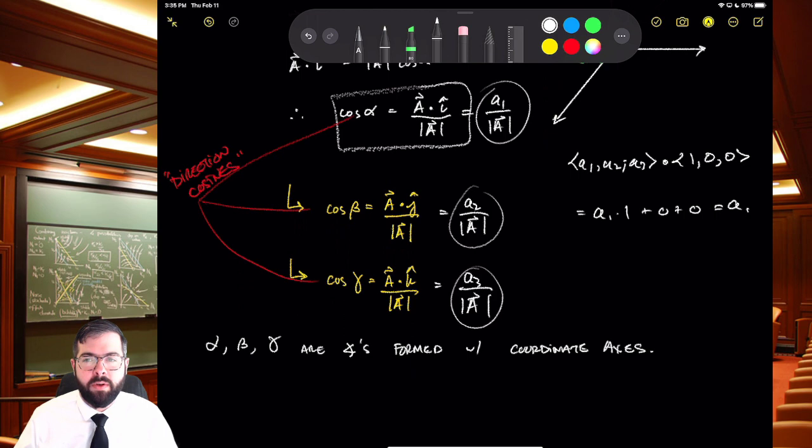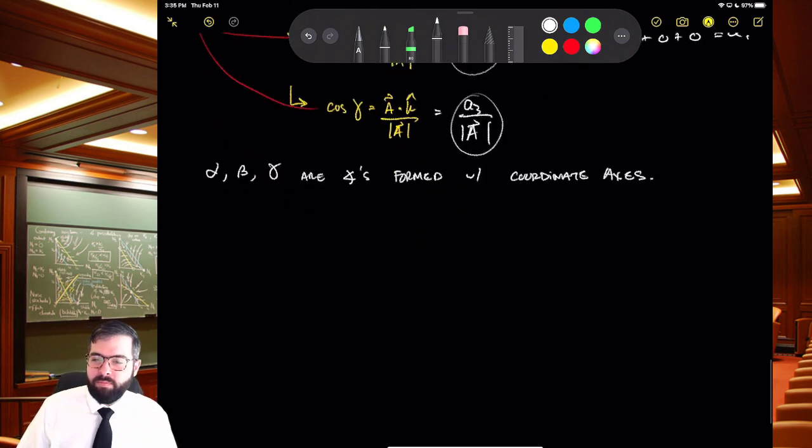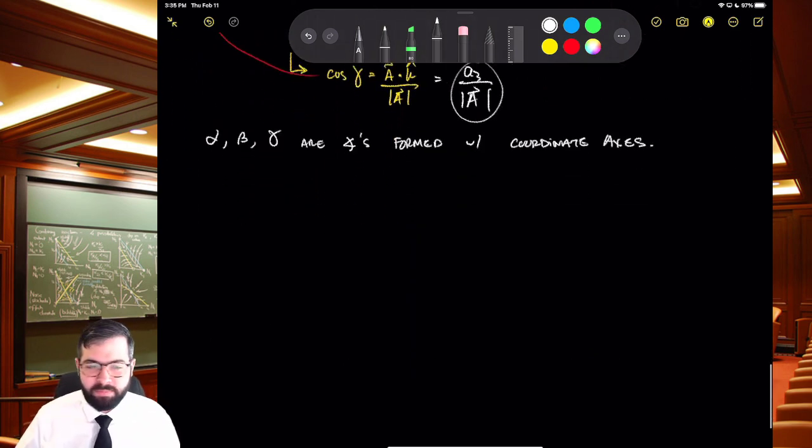Let me see if I have a worthwhile example here. Not really. I have some nice properties here, though.